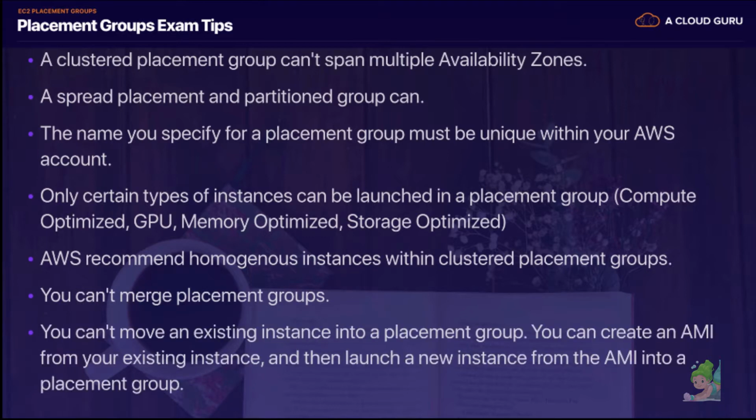You can't merge placement groups, and you can't move an existing instance into a placement group. What you can do, though, is create an AMI from your existing instance and then launch the new instance from the AMI into a placement group. So that is it. You're at the end of the EC2 section of the course. I hope you had lots of fun.